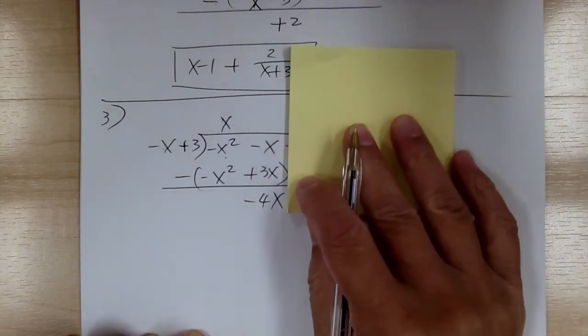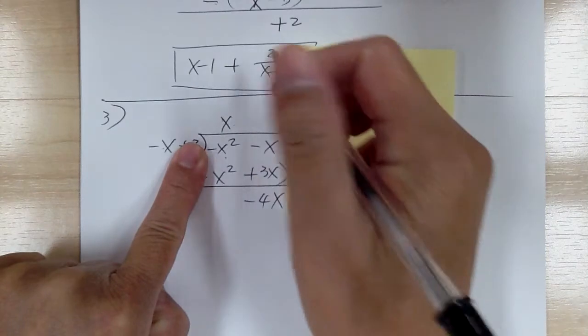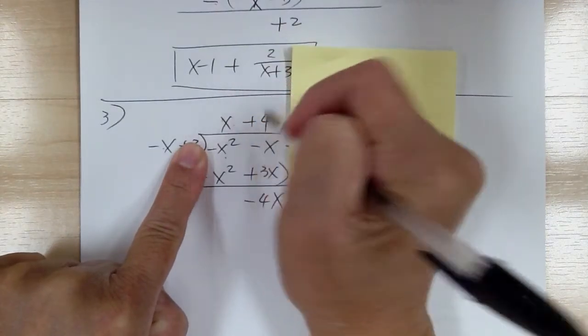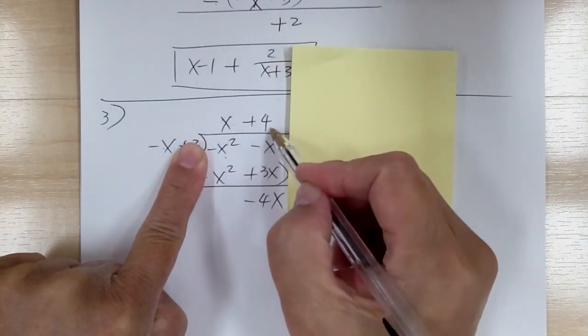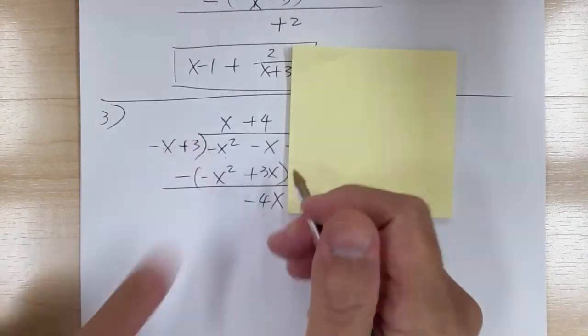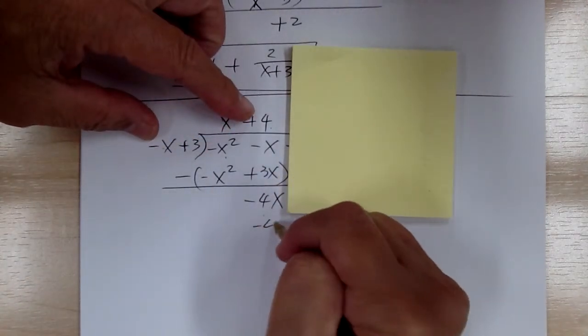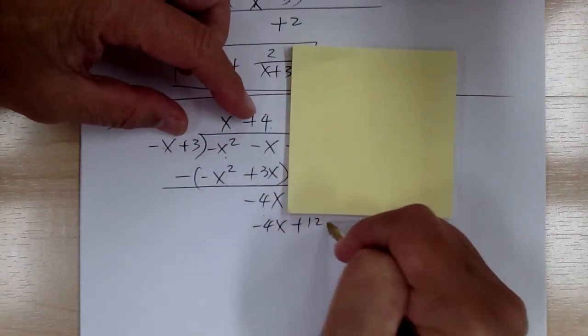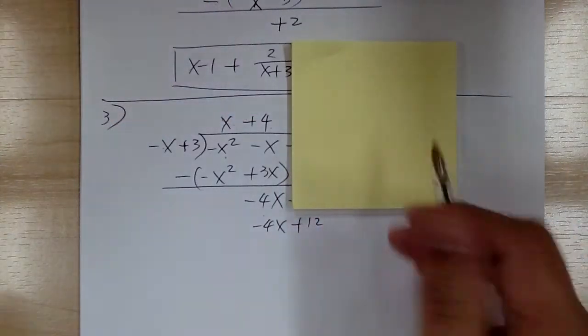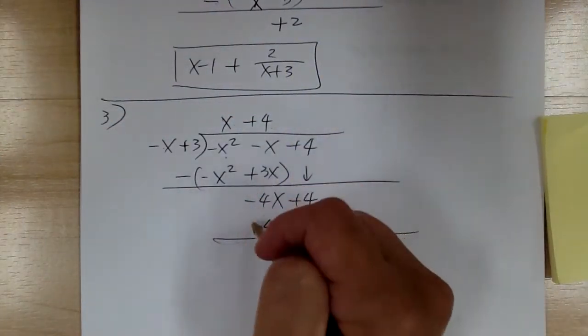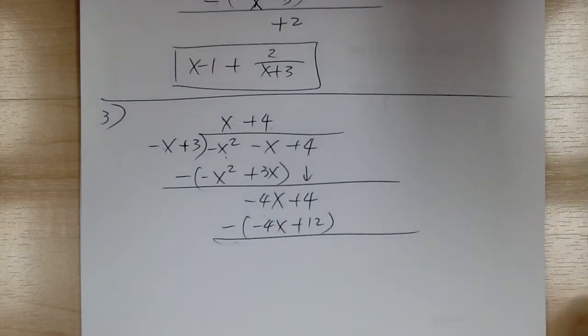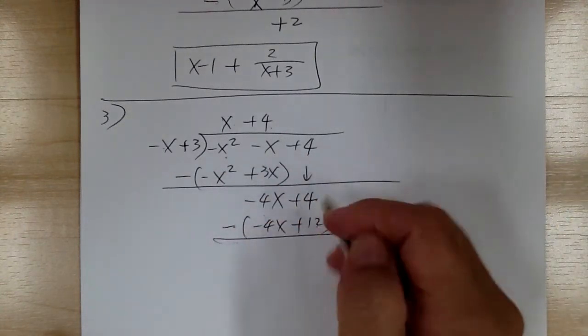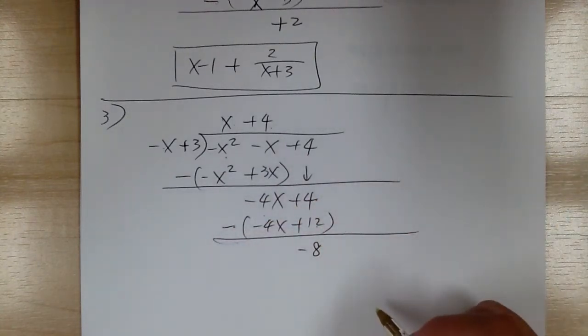Do the same thing, look at the first term. This way you need to have a plus 4, right? Negative x times 4 will give you negative 4x. Now you can go and multiply. And then draw the line, put parentheses, subtract. So 4 minus 12 will give you negative 8.